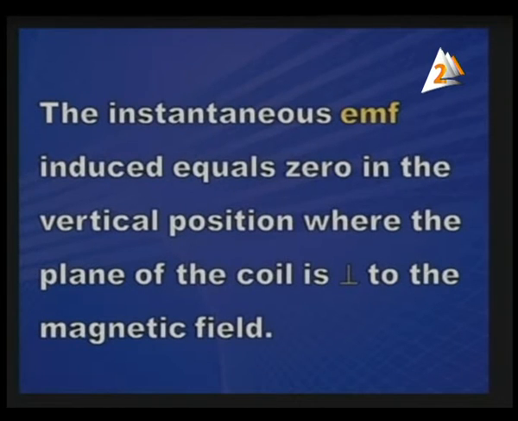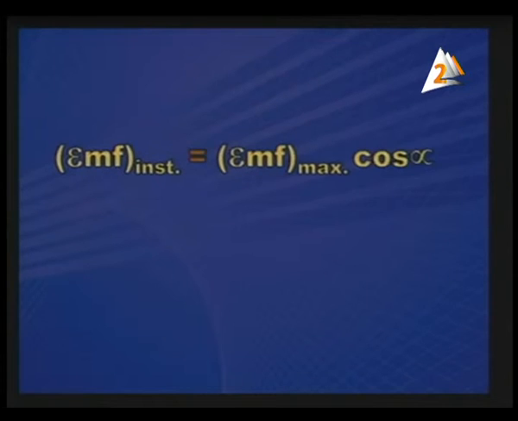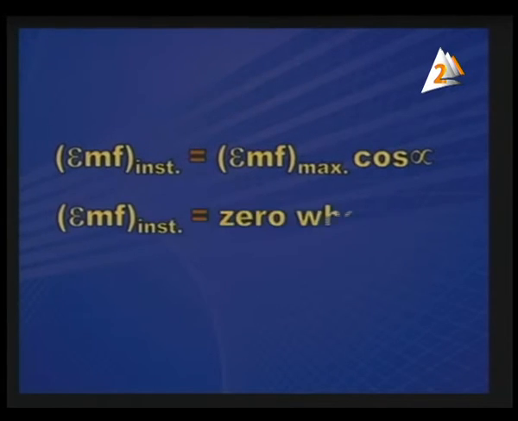Instantaneous EMF induced equals 0 in the vertical position, where the plane of the coil is perpendicular to the magnetic field. EMF instantaneous is given from the expression EMF maximum cosine alpha. So EMF instantaneous equals 0 when alpha is 90.